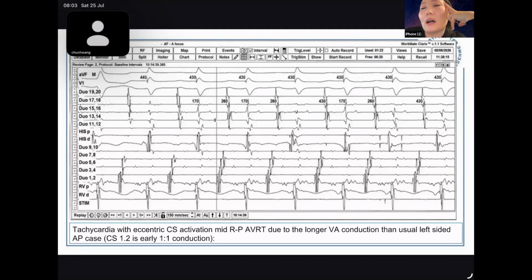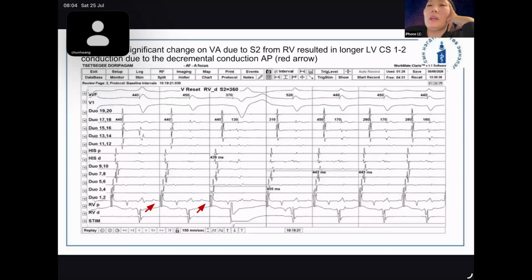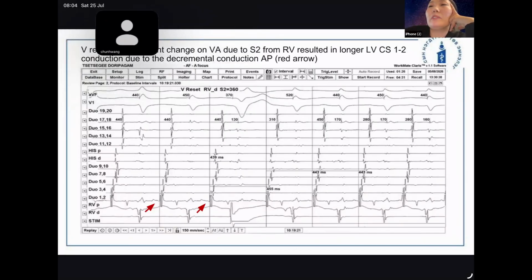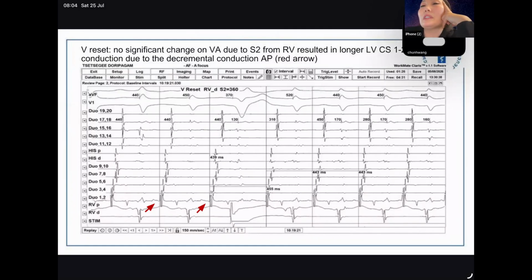So maybe it is a long RP, mid RP tachycardia due to decremental, maybe LV, conduction. Usually when we diagnose a left side accessory pathway, the VA conduction is short, but in this case the VA conduction was longer than usual for an accessory pathway. Then we tried to do the differential diagnosis.